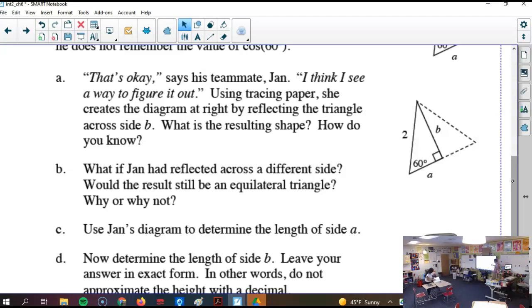Well, we know B is longer than A. No, I'm right. B's shorter than C. I'm right, because it's x radical 3.